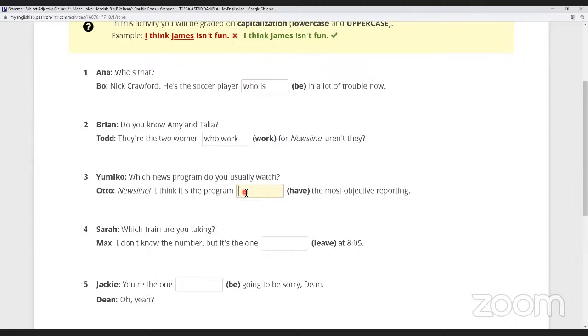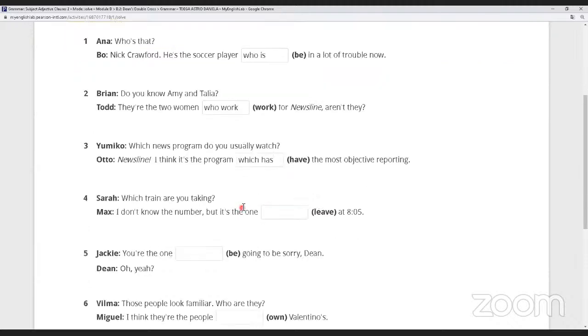And which news program do you usually watch? Newsline. I think it's the program which has the most objective reporting. Which train are you taking? I don't know the number, but it's the one which leaves.